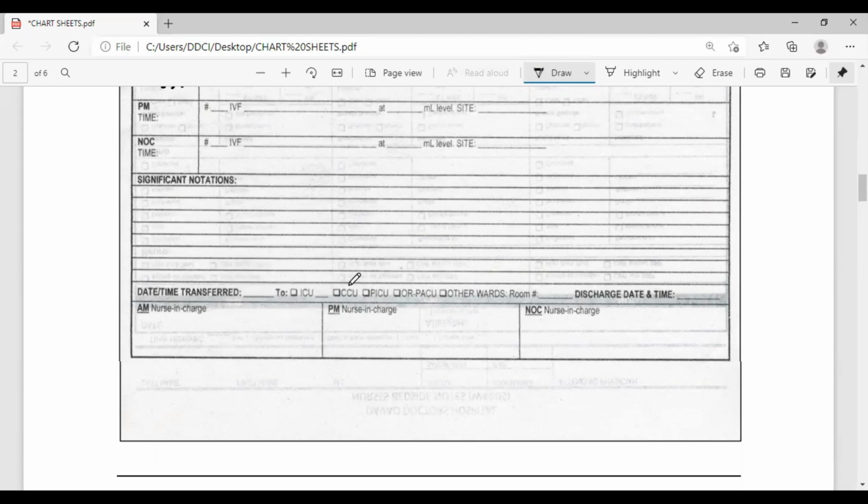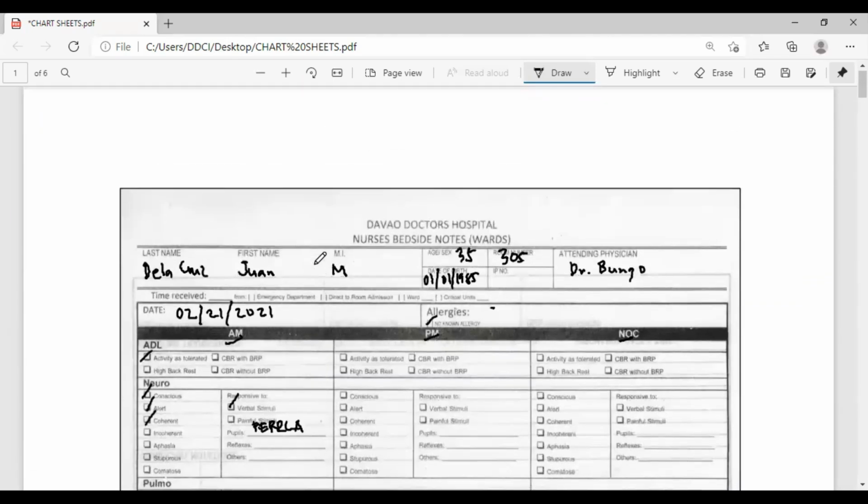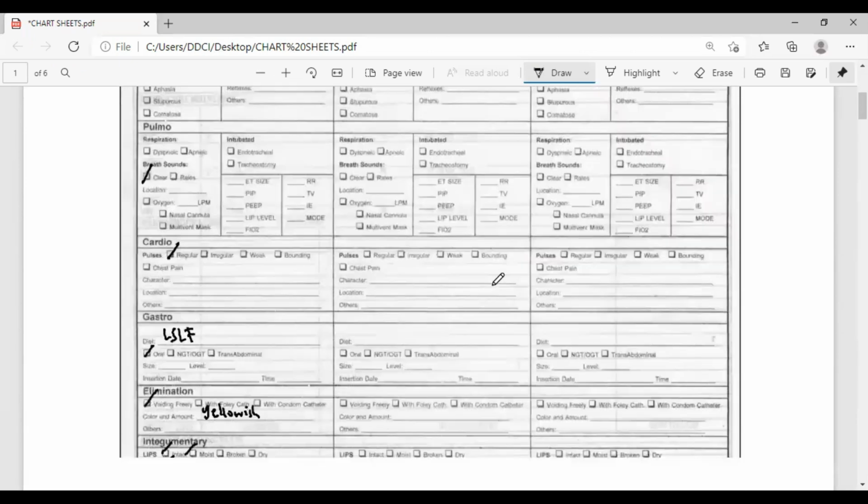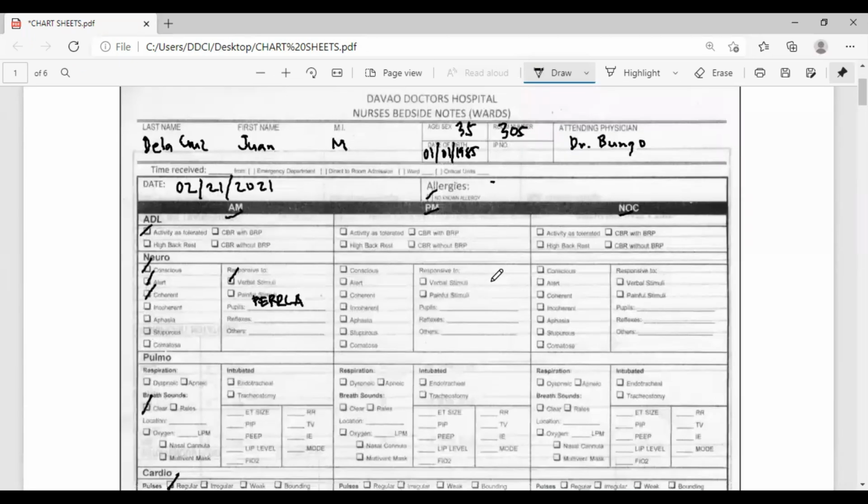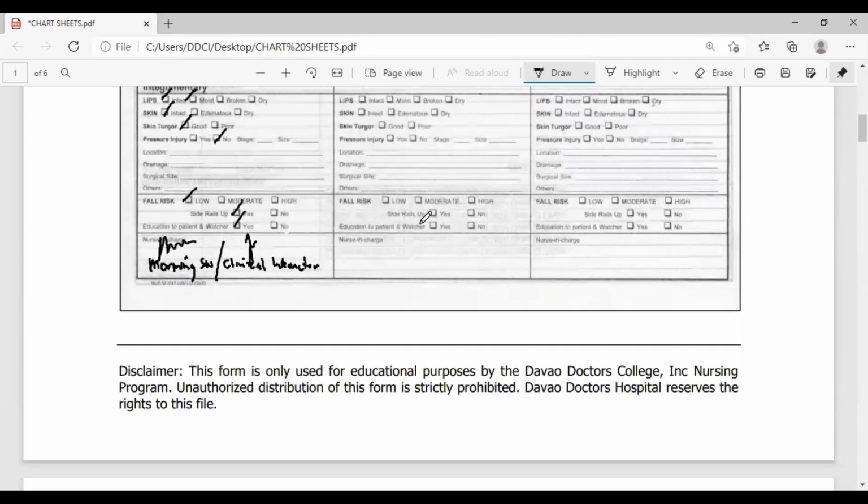Transferred to ICU, CCU, you just check. Okay, then after that, you put in your name. Same, morning nurse, morning student nurse, and sign. Then you have here your clinical instructor, then sign. Okay, so usually the staff nurse will also countersign. Okay, so that's for the nurse's notes of the patient. Okay, so I will show you later some examples on the nurse's notes.